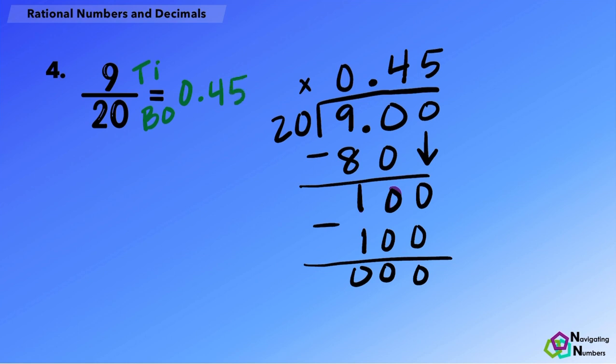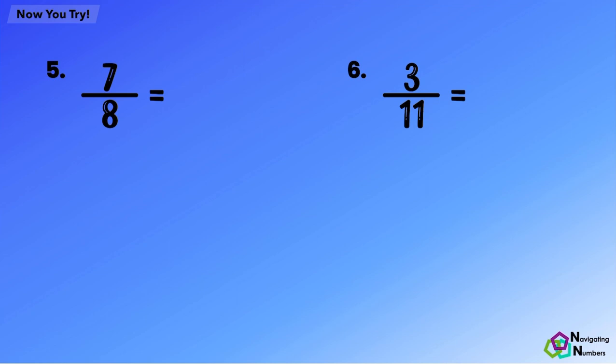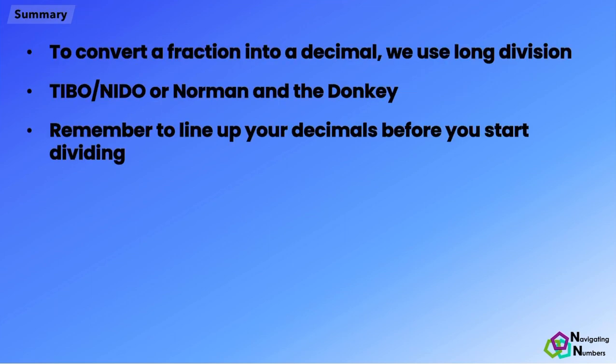All right. So here are some problems for you to try, so you can practice converting these fractions into decimals. And let's go ahead and summarize. So remember that to convert a fraction, we have to use long division. Remember, you can use the acronyms TIBO or NIDO, top in, bottom out, numerator in, denominator out, or you can use Norman and the donkey. Remember that Norman goes inside the house when it rains and the donkey stays outside. And finally, remember to line up your decimals before you actually start dividing.